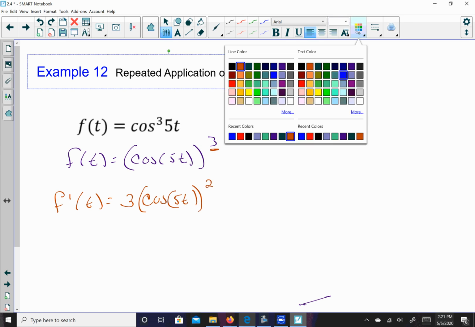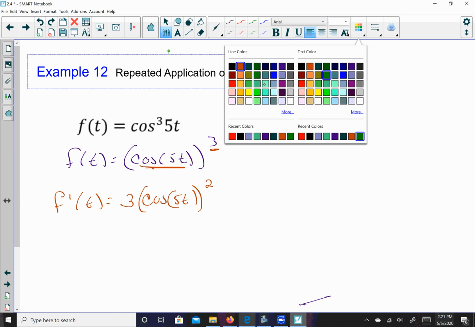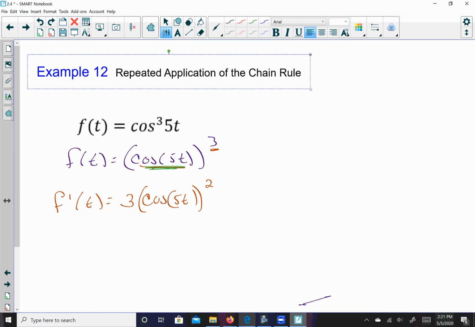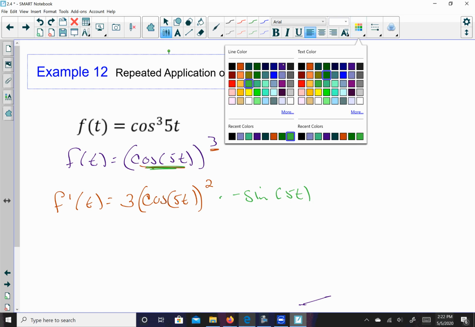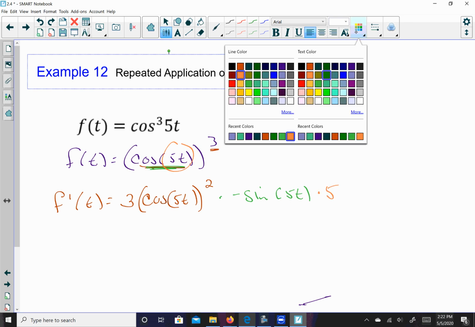Then I'm going to look at the cosine part. So I'm looking at the cosine, and the derivative of cosine is negative sine. So I'm going to multiply this by a negative sine, leaving that 5t alone. And the last thing I'm going to do is look at that 5t. And I'm going to take the derivative of 5t, which will just be 5. I'm going to multiply all these together and kind of clean it up a little bit.